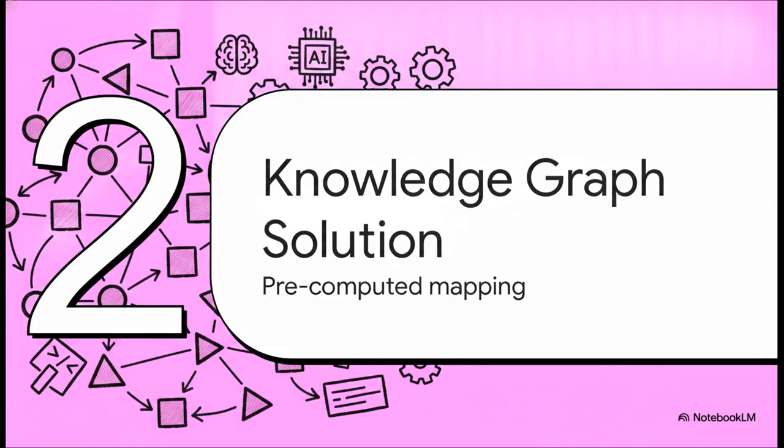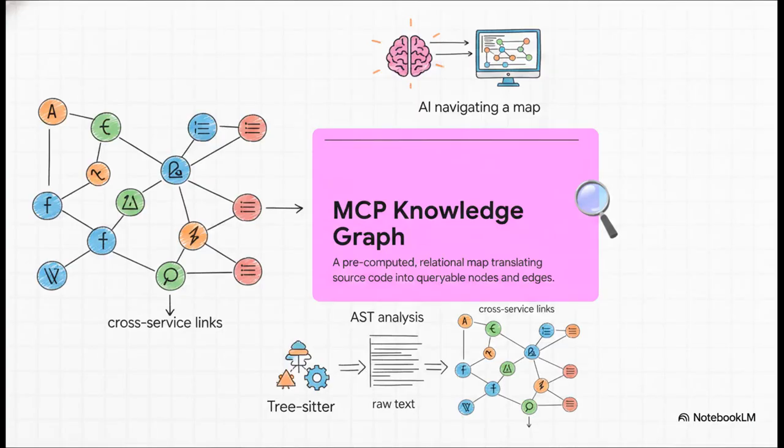So, how do we fix this? That brings us to part 2, the knowledge graph solution. Instead of forcing the AI to read raw text, tools like Codebase Memory MCP and GitNexus build a pre-computed relational map of your codebase. They translate your source code into queryable nodes and edges. To do this, they use high-quality tools like TreeSitter to perform AST, or abstract syntax tree, analysis across dozens, sometimes over 100 different programming languages. They then enhance all of that with hybrid semantic type resolution. Basically, this means the graph understands function calls, classes, and cross-service links exactly the way your IDE does. The AI is no longer reading text, it's navigating a highly detailed map.